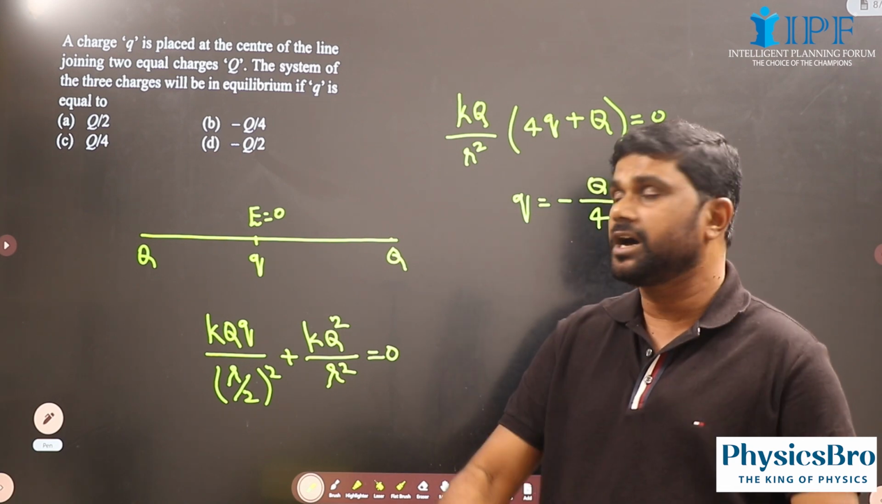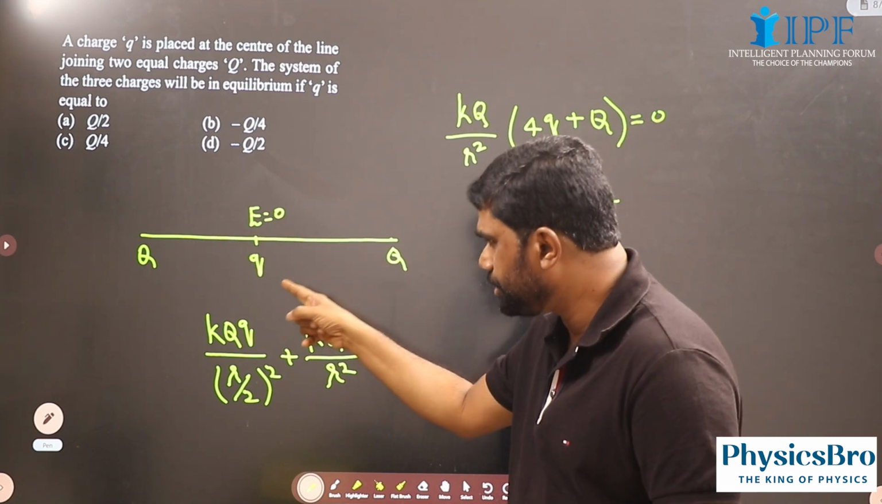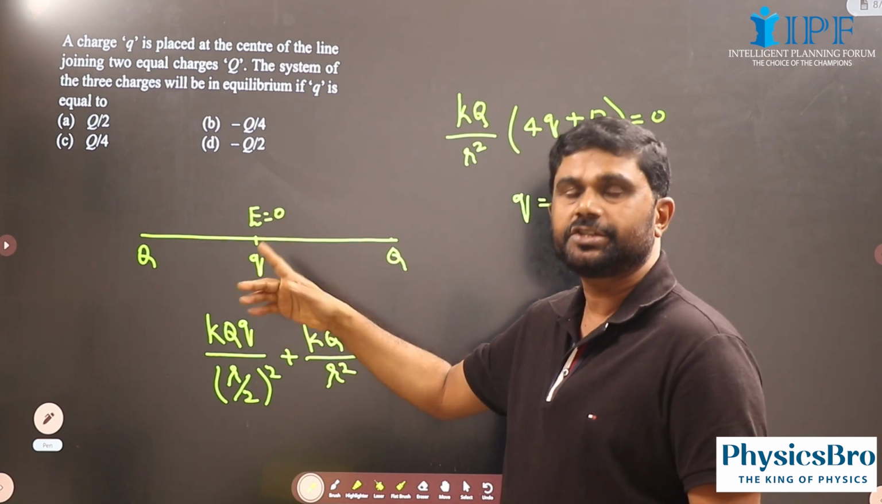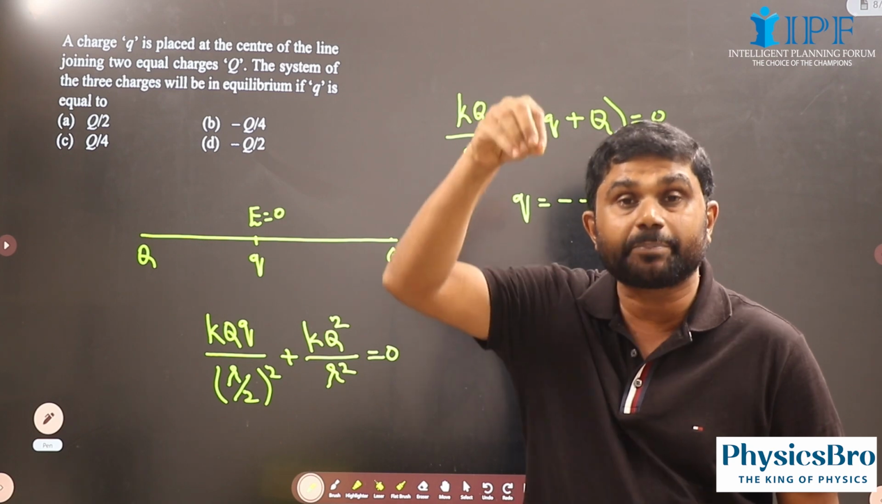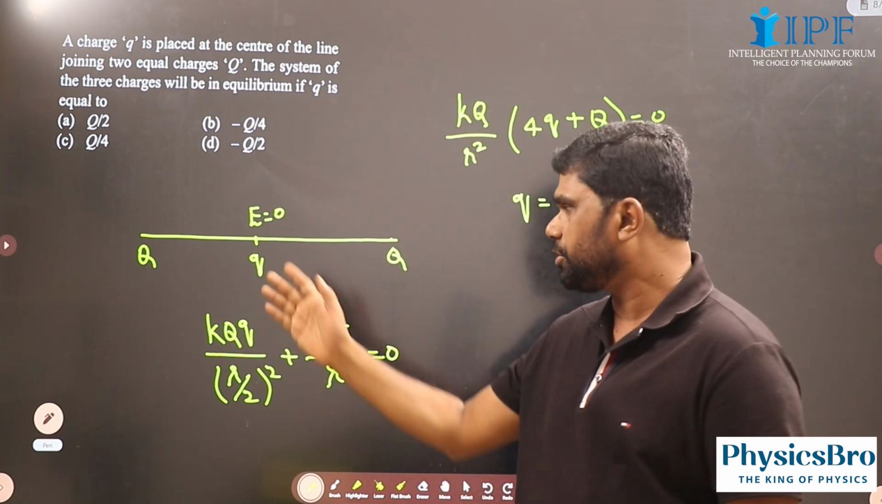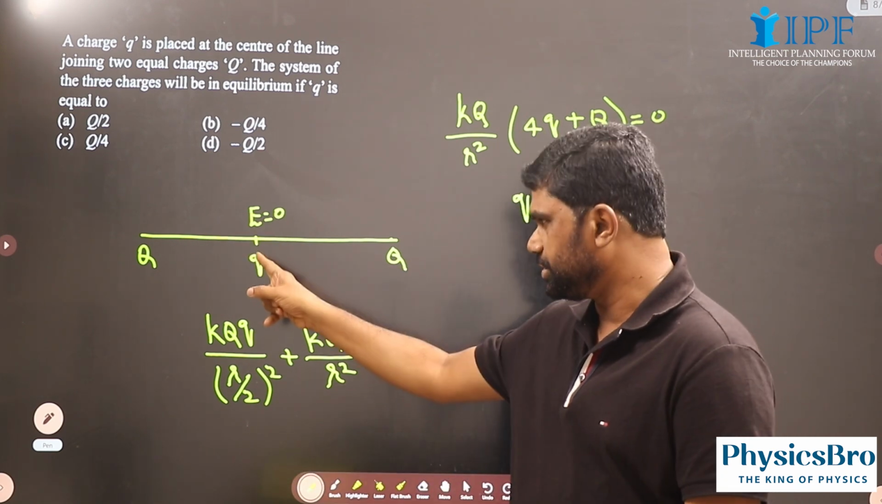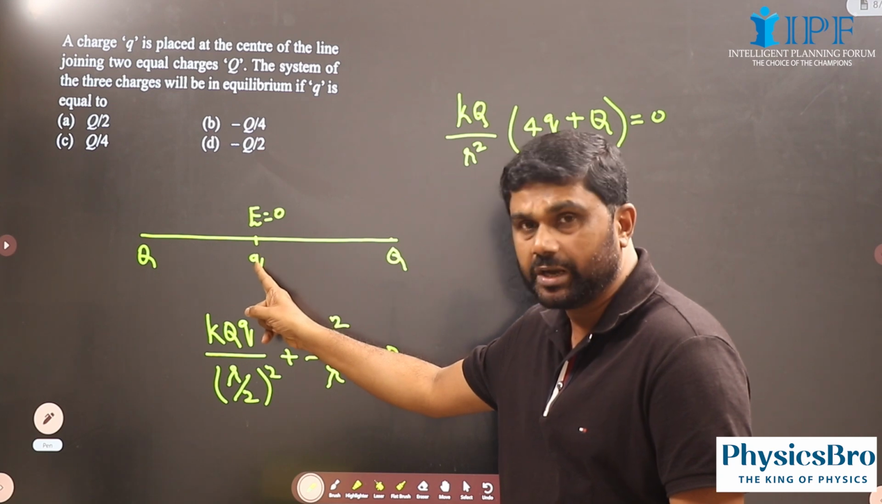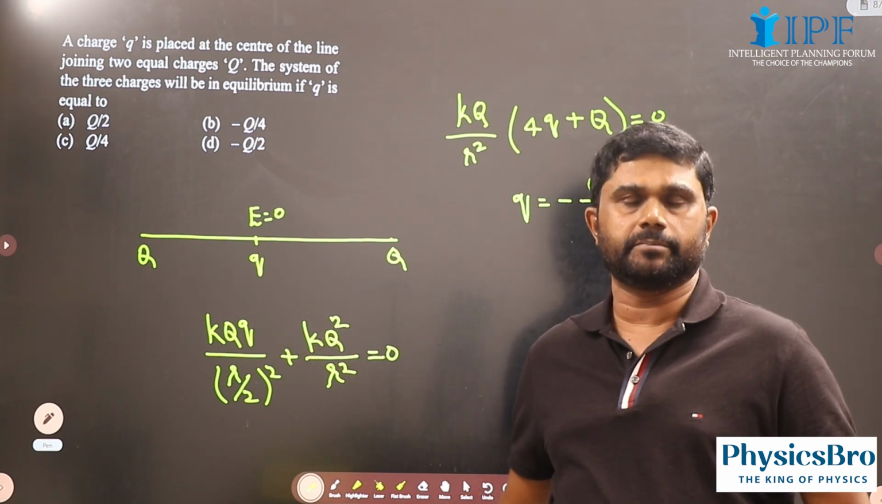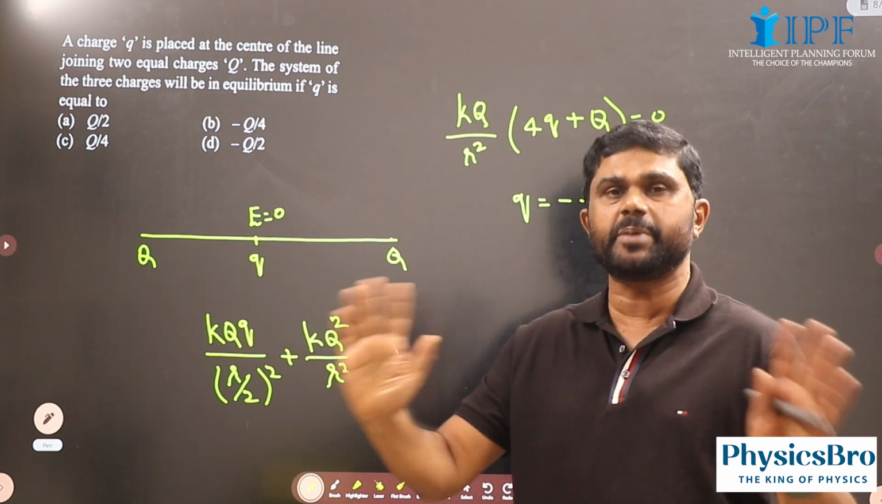So whatever charge you keep here, the force on it will be 0. Irrespective of the magnitude or nature of this charge, the force on it will be 0 because it is kept at a point where the intensity of electric field is 0. So the force on it will be 0 into q. So the magnitude or nature of that small q is irrelevant. The force on this will be 0, means this q will always be in equilibrium, whatever be its magnitude or nature.